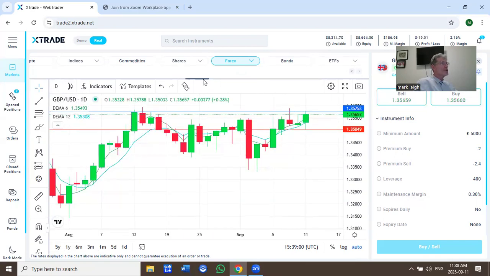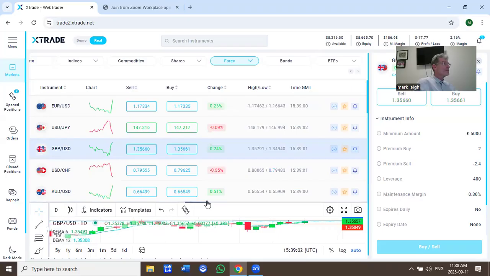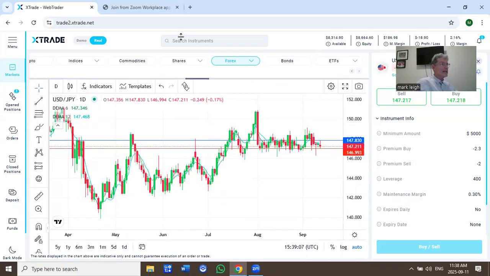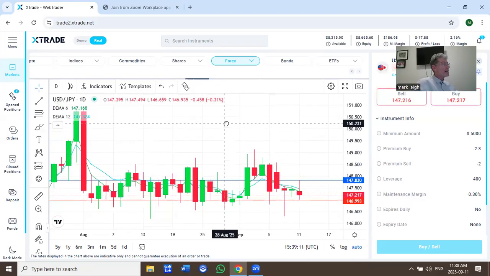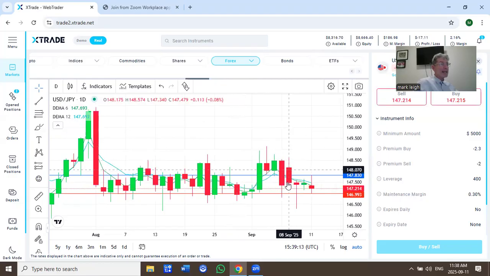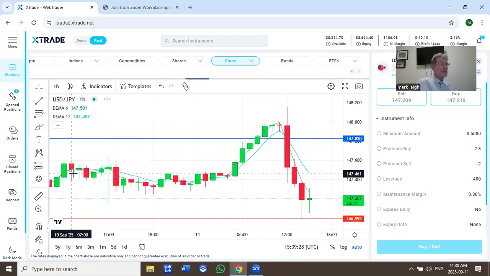So we look at the US yen. On the daily, there you see the red candlestick, selling US dollar, buying yen, resistance 147.83, support 146.99. There's the bounce, there's the wick. That's buying US dollar, selling yen. We'll see how that looks on the shorter time frame.